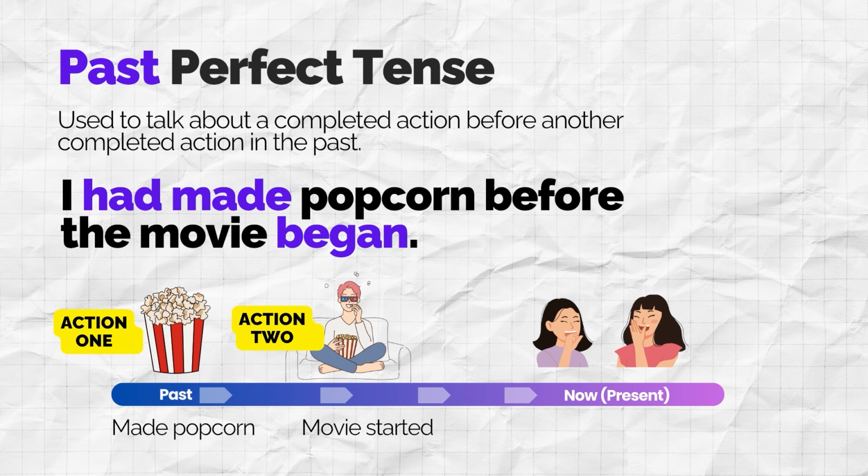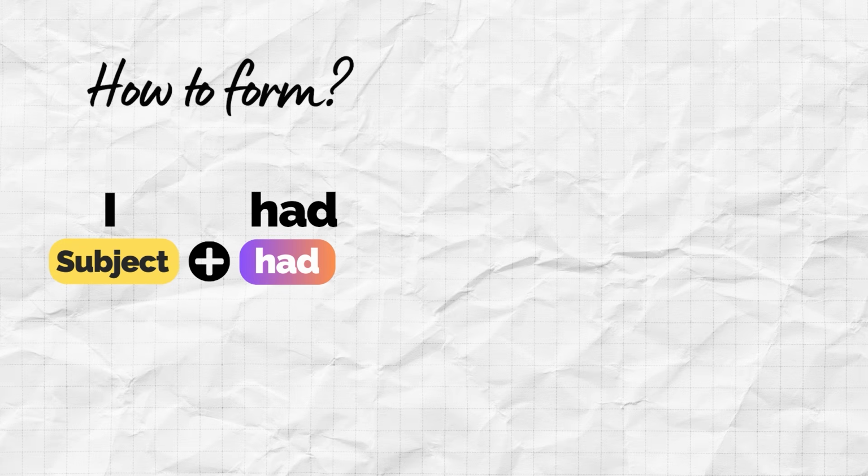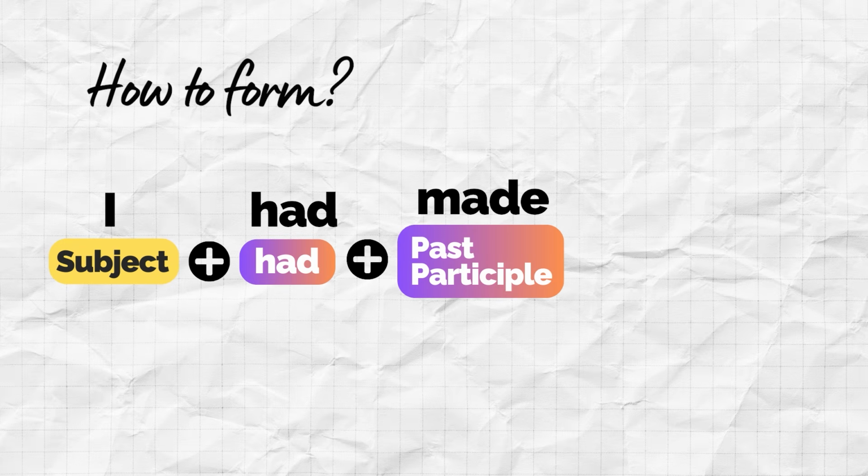Both the actions are completed and you are describing it now in the present. So, we use the past perfect tense to talk about completed actions and to particularly show the order or sequence of the actions in the past. Here's how we form the past perfect tense. We start with the subject followed by had, plus the past participle of the verb.